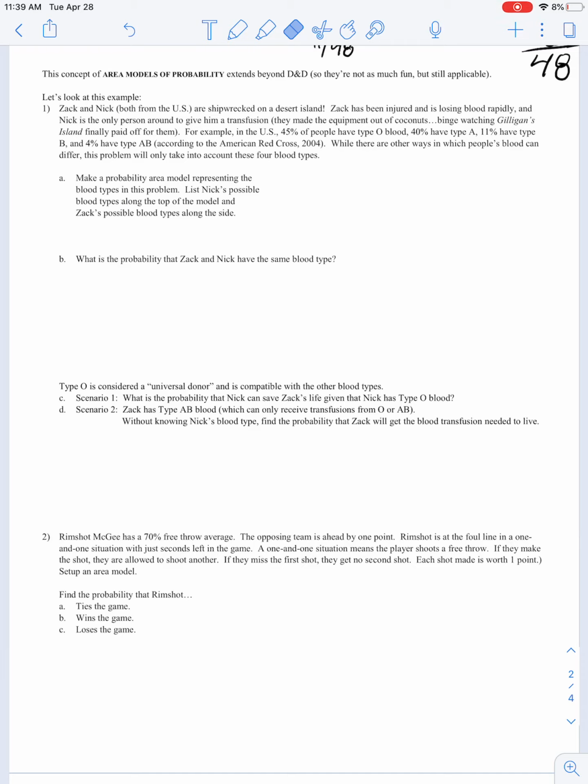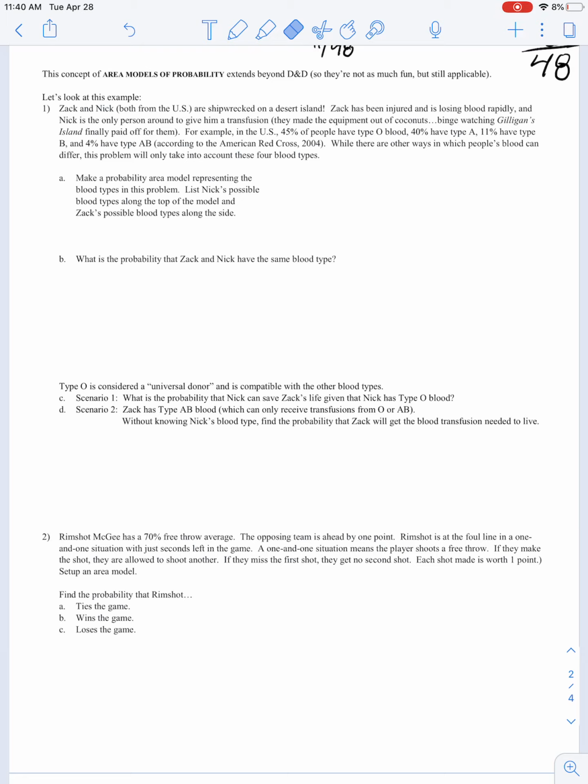Zach and Nick, both from the U.S., are shipwrecked on a desert island. Zach has been injured, losing blood rapidly, and Nick is the only person around to give him a transfusion. They made the equipment out of coconuts. Binge watching Gilligan's Island finally paid off for them.